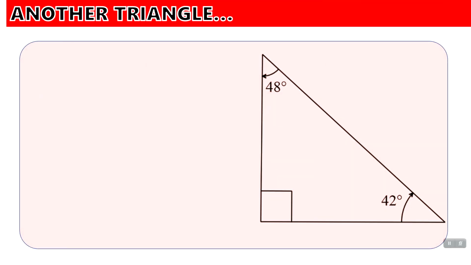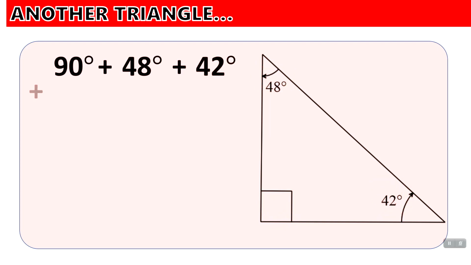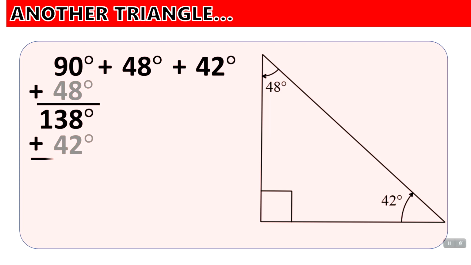Let's look at a second triangle and see what happens when we add the three angles. This angle right here, we don't have a number there, but anytime we see a small square in the angle of a triangle, we know that that is a right angle, and that is 90 degrees. So we will add 90 plus 48 plus 42. Let's add those together and see what we get. 90 plus 48 is 138, plus 42 gives us 180 degrees. So again, in this second triangle, we have the sum of the three angles totaling 180 degrees.